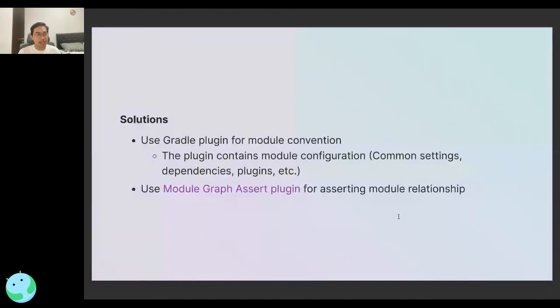To make sure the module has correct relationships, we can use this cool plugin called Module Graph Assert. This plugin is created by Joseph Raska. I hope I spelled the name correctly.